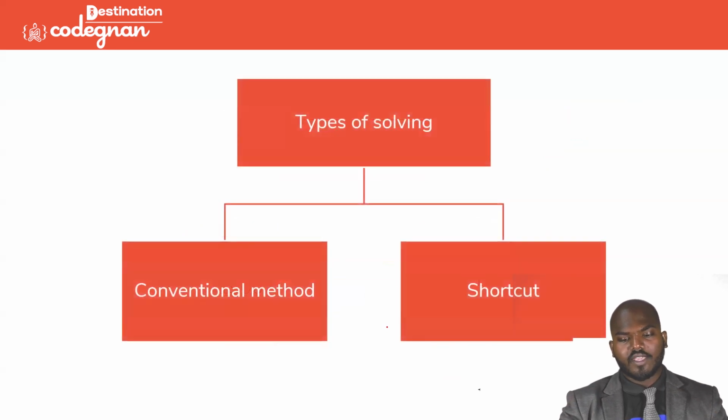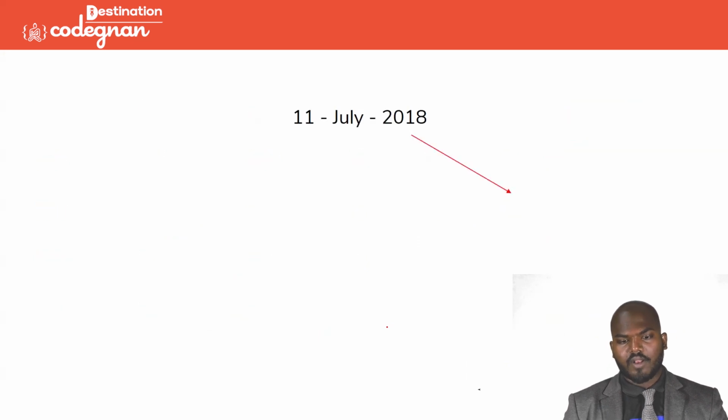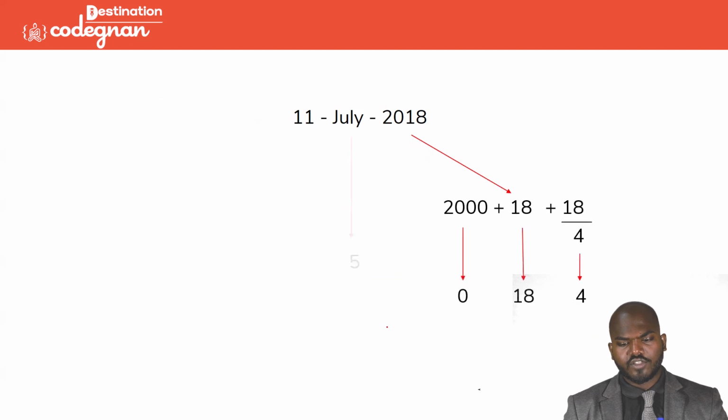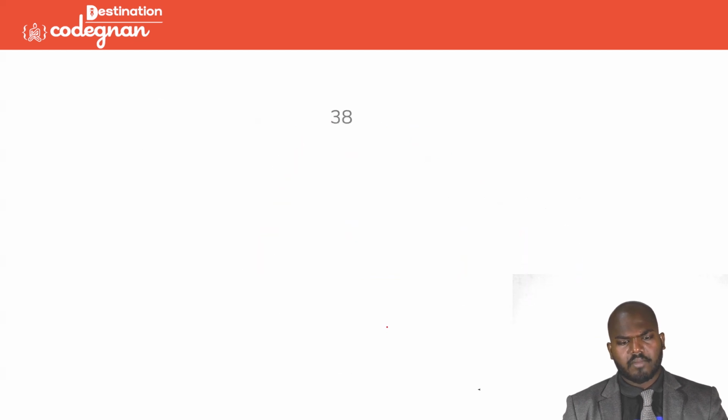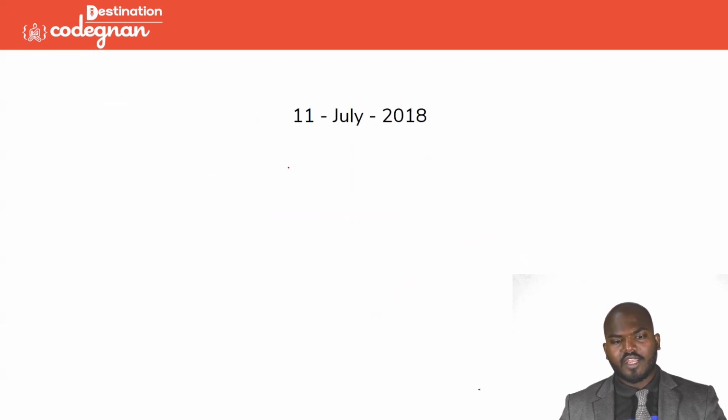So going to the types of solving here, we can call them conventional, and the shortcut we can make here. The conventional is always difficult to solve, guys, but we can go with the shortcuts. For example, I have the value 11 July 2018. This is the conventional way, but we can solve it in a different way, guys. Okay, so how can I solve it? So I have 11 July 2018.